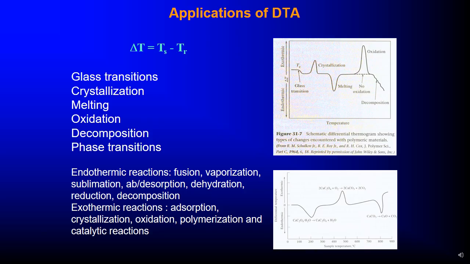So for applications of differential thermal analysis, we look at glass transitions, crystallization, melting, oxidation, decomposition, and phase transitions. So you can see a schematic differential thermogram showing types of changes encountered with polymeric materials. So glass transition you can see here, then we have crystallization, we have melting, we have oxidation, and we have decomposition.